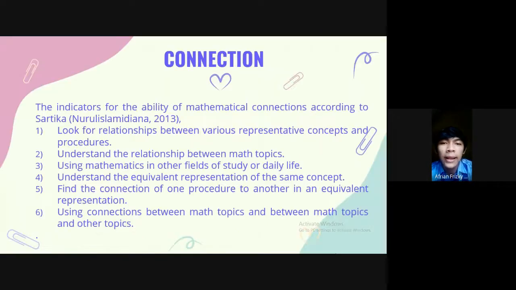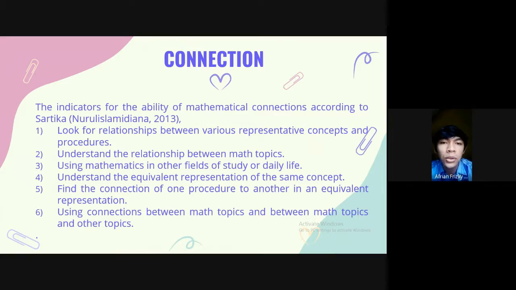Okay, the next is the indicator for the ability of mathematical connection. According to Sartika, there are six indicators. The first is look for a relationship between various representative concepts and procedures. The second is understand the relationship between mathematics topics.